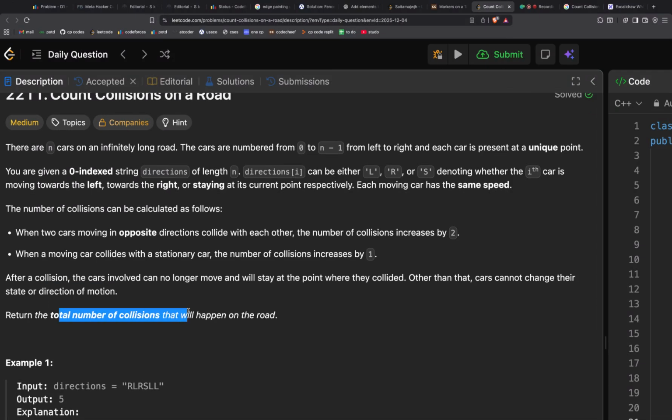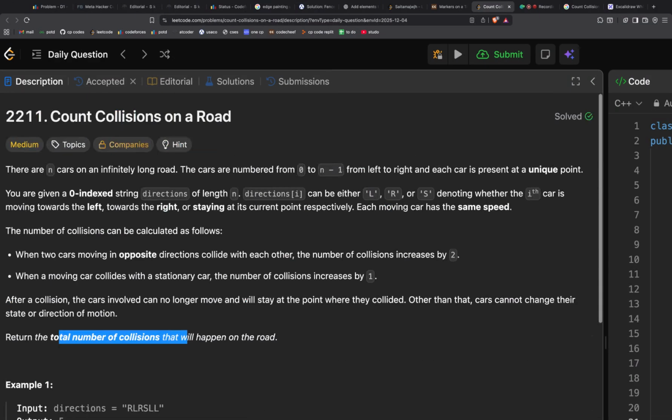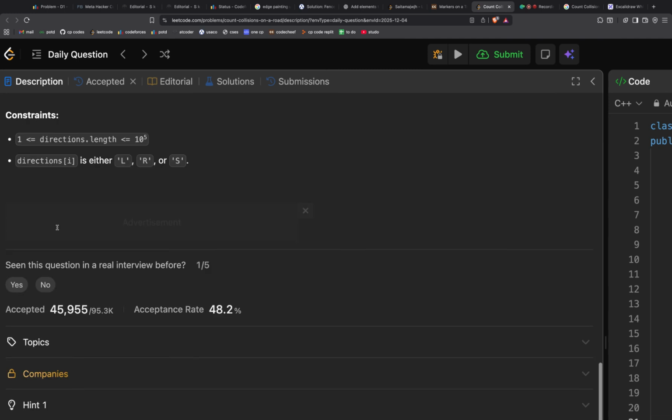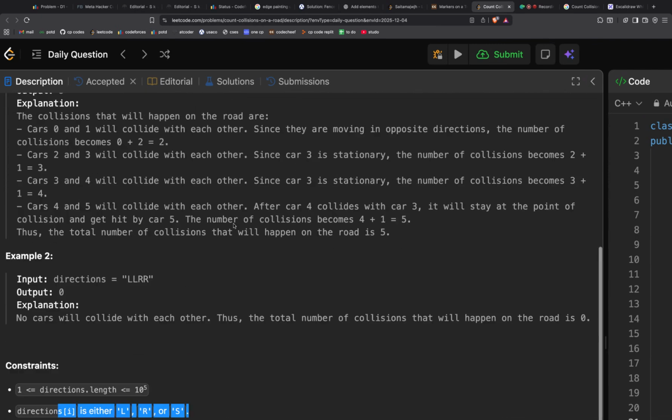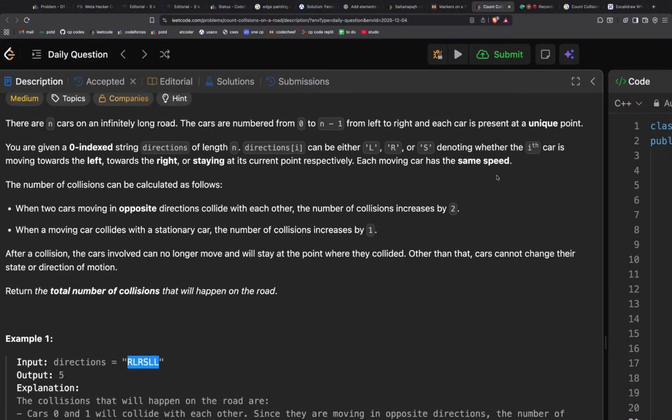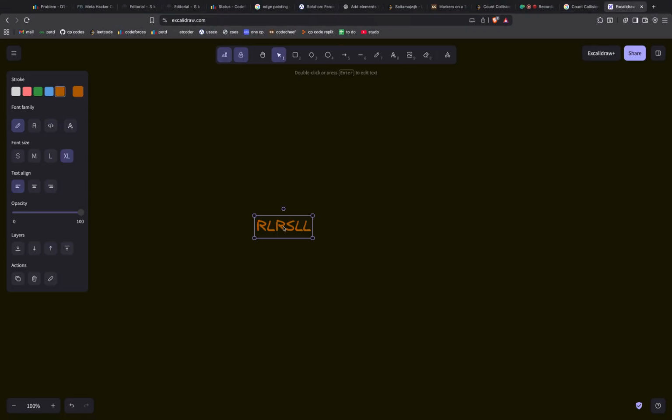Return the total number of collisions that will happen on the road. So yeah, this is a medium problem, but I think it's a bit simpler than a medium problem. And the constraint is that directions.length is 10 to the power 5 at max, and directions[i] is L or R or S. Let's just go through this test case. So this test case is R L.